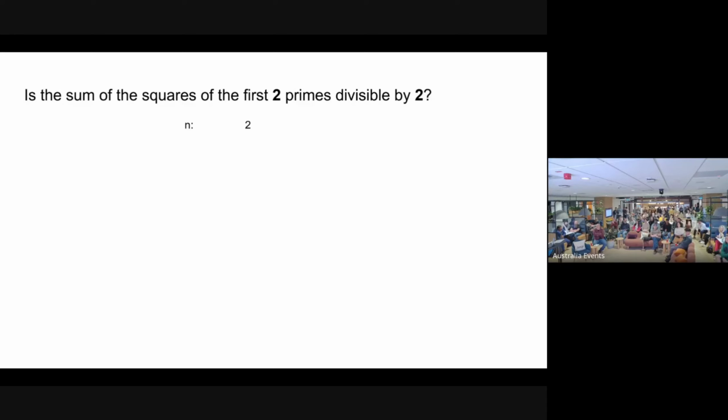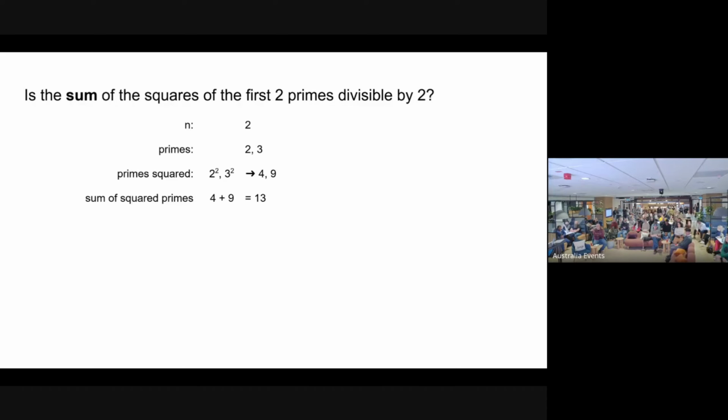So let's just think about the first 2 primes, right? This is the sort of thing that I'm looking at. When is the sum of the squares of the first 2 primes divisible by 2? So we're going to have 2 numbers. The first 2 primes are 2 and 3. We want to square them. So we've got 4 and 9. We want to add them up. 4 plus 9 is 13.